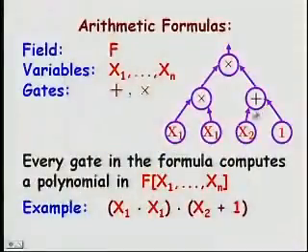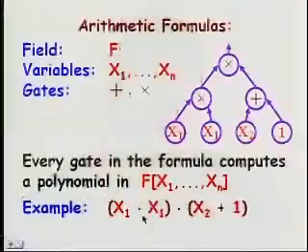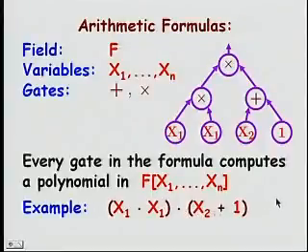And you can see that every gate in the formula computes a polynomial in the ring F[x1,...,xn] in the obvious way. So for example, this gate computes the product of x1 and x1, this gate x2 plus 1, and this gate, the final polynomial computed by the formula, is in this particular case x1 times (x2 plus 1). So this is, in general, the polynomial computed by a formula.